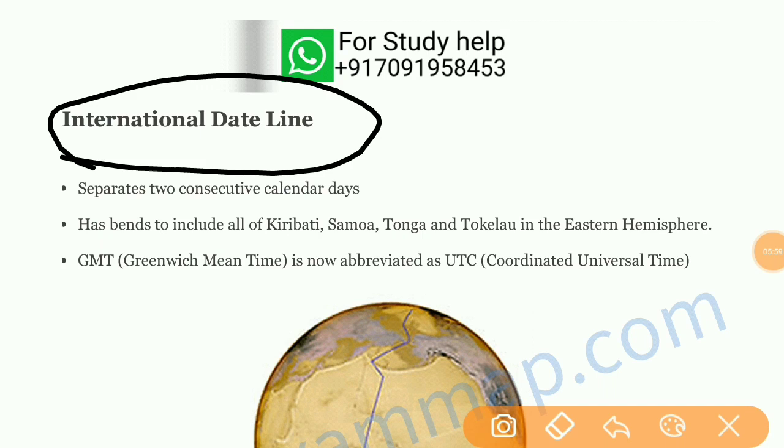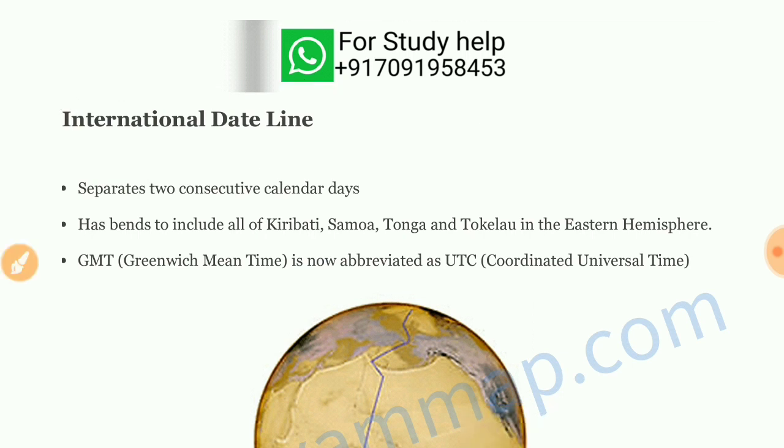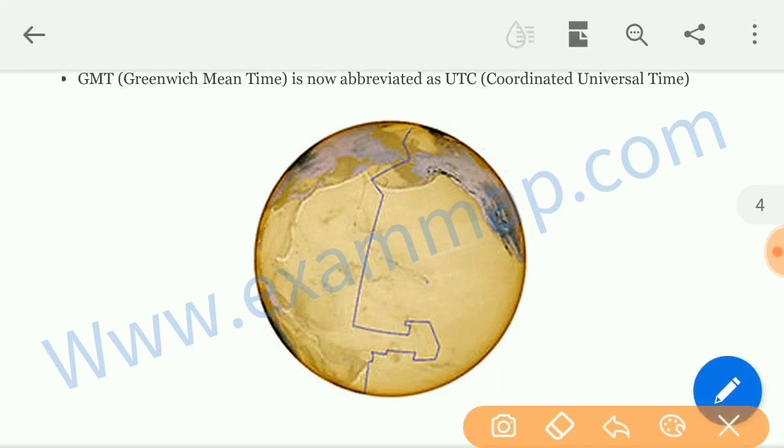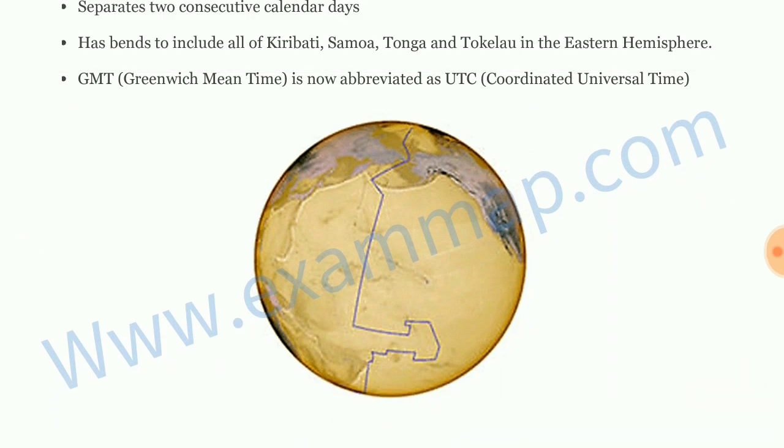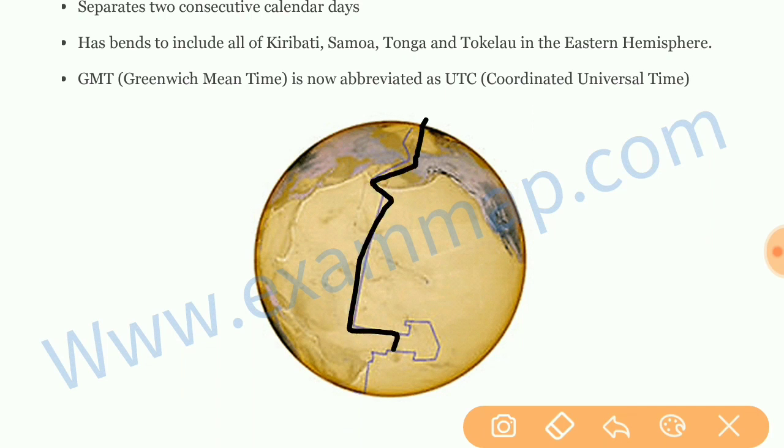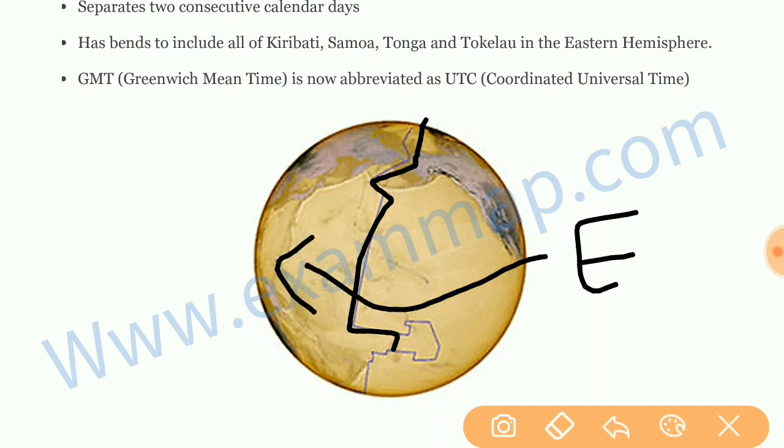Let's understand about the international date line. The international date line is the line where the date changes by exactly 1 day when it is crossed. A traveler crossing the date line from east to west loses a day, and while crossing the date line from west to east he gains a day.